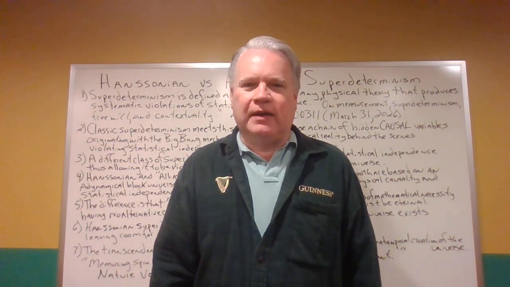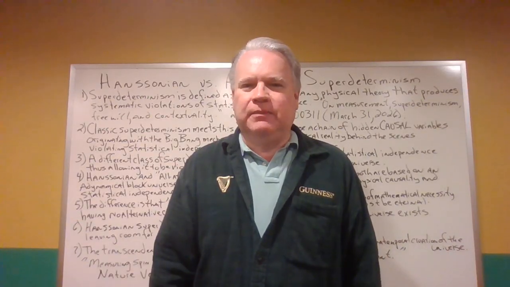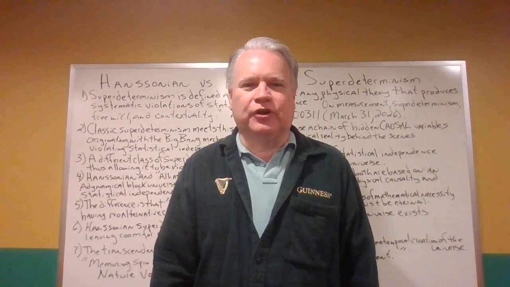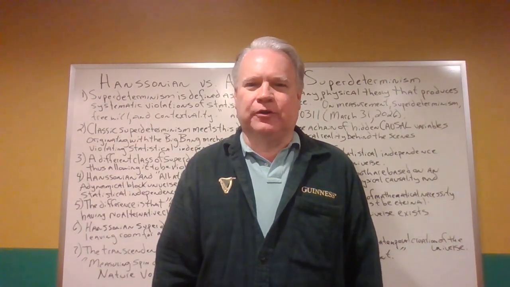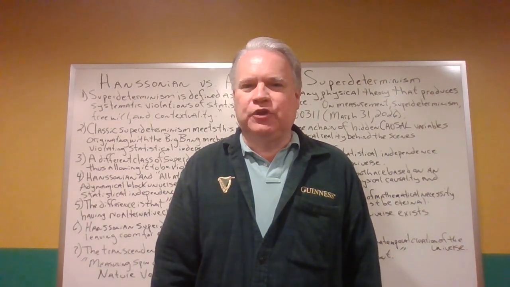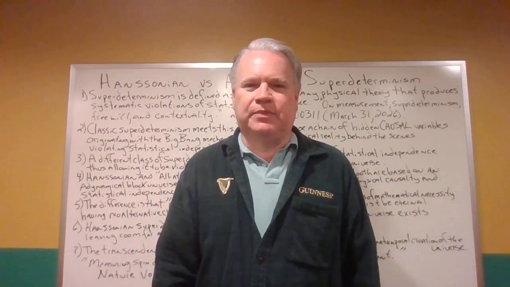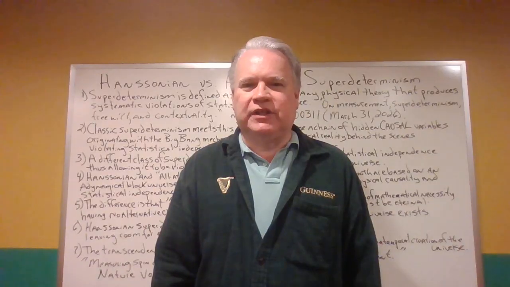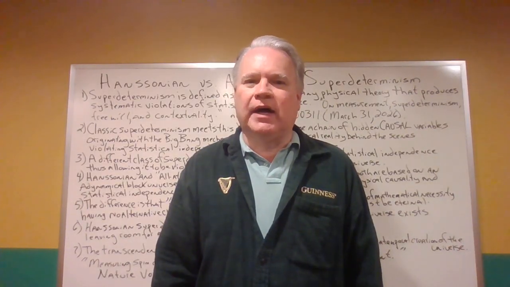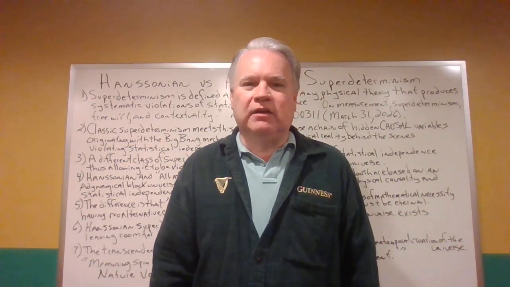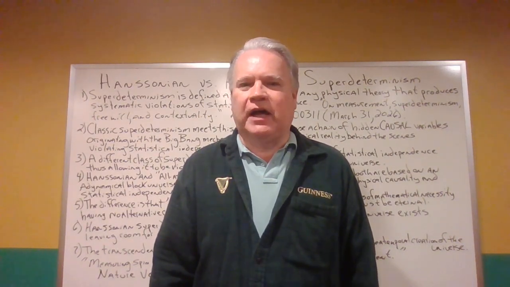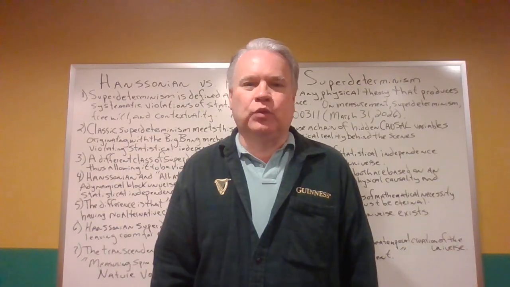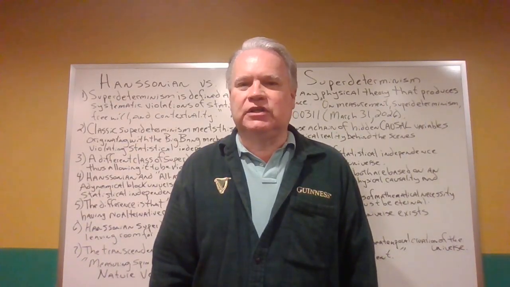In today's video, I'm going to explain the difference between Hanssonian superdeterminism and the all-at-once superdeterminism. So when I speak of superdeterminism, I'm referring to a very particular version of superdeterminism proven by Swedish theoretical physicist Dr. Johan Hansson. And you can find his proof in the peer-reviewed physics journal, Physics Essays, Volume 33, Number 2, June of 2020, pages 216 to 218.